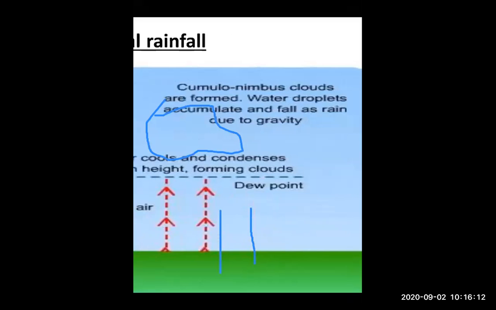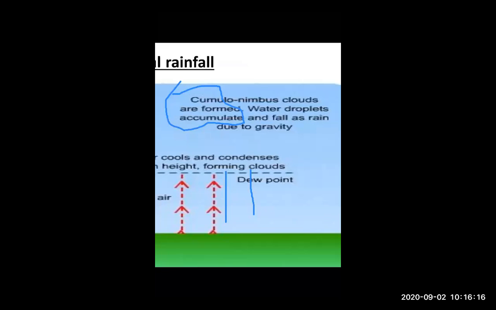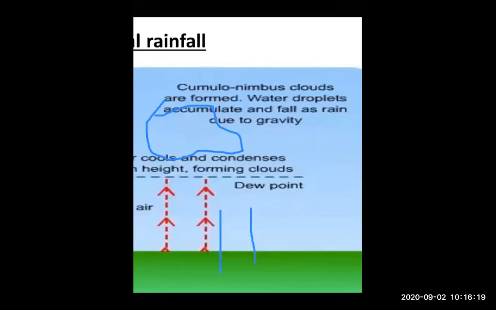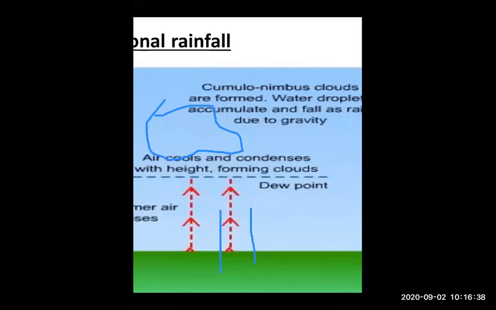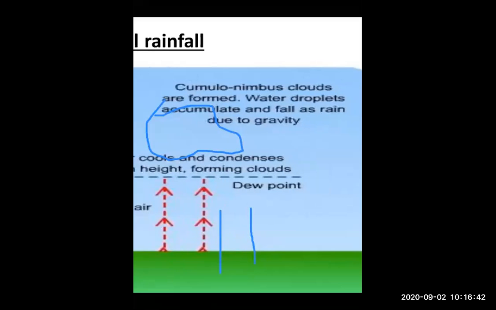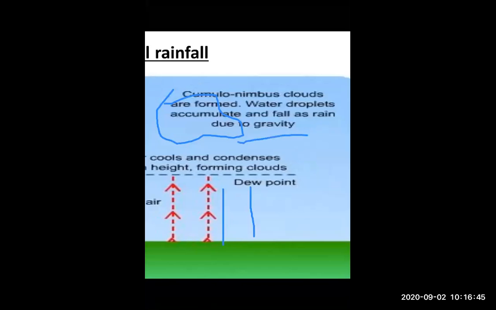And which clouds are formed? Cumulus and nimbus clouds are formed. As you all know, cumulus and nimbus clouds, this is in your 8th standard also. So when cumulus and nimbus clouds are formed, water droplets accumulate and fall as rain due to gravity.